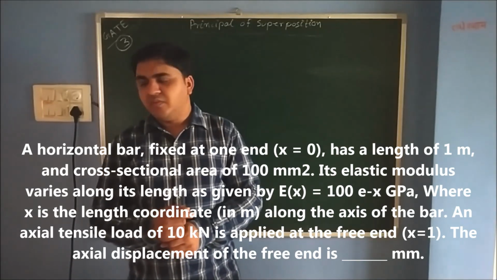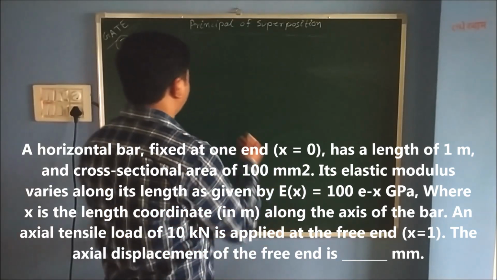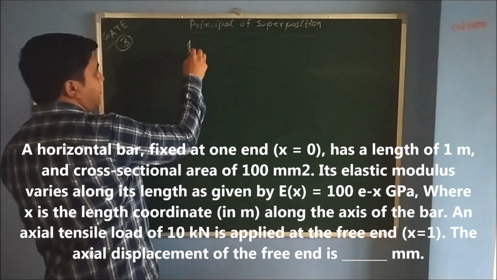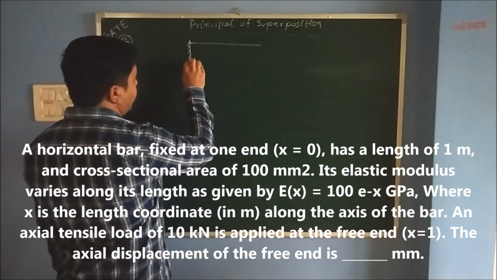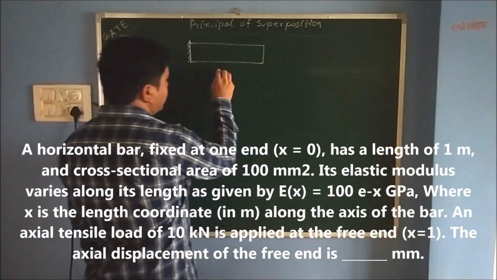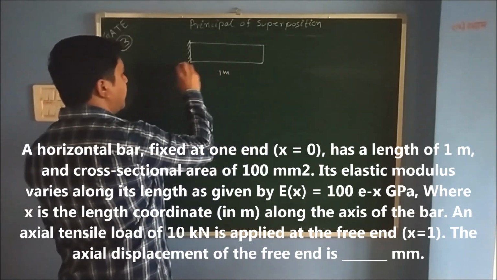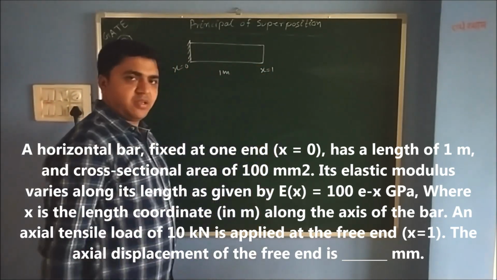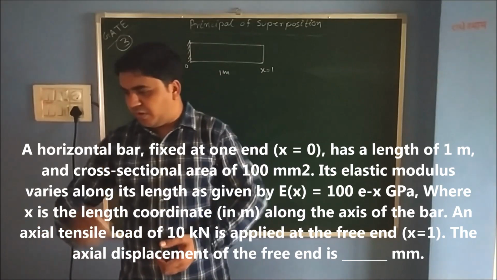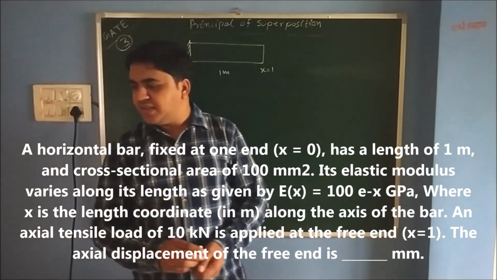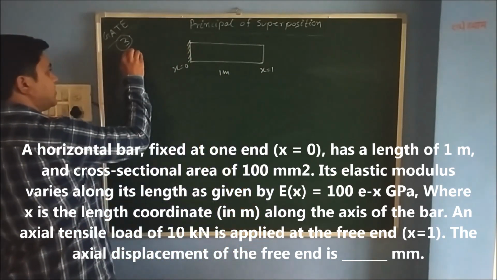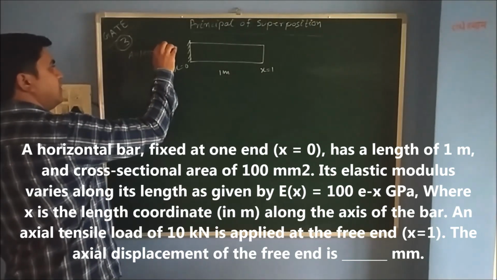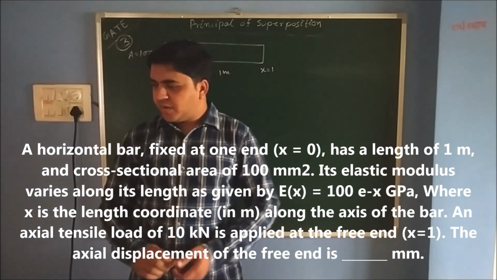A horizontal bar which is fixed at one end. So they have given one horizontal bar to you. This horizontal bar is fixed at one end. So let's say L is the length of the particular bar. So length of the bar is 1 meter given to you, and x is equal to 0 here, and x is equal to 1 here. It has a length of 1 meter and a cross sectional area of 100 mm square. So cross sectional area of the bar is 100 mm square.